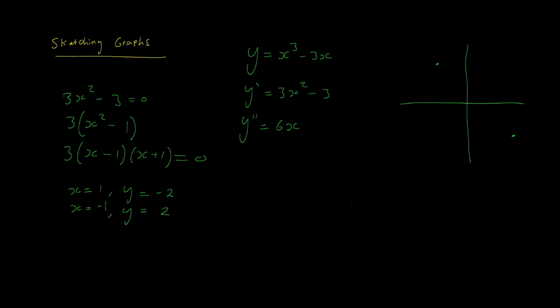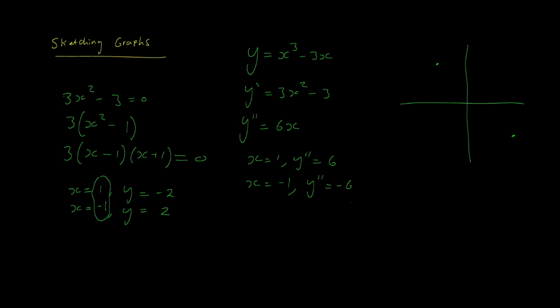So we know those are 2 points on the graph and points where the graph is changing, but we don't know what it's doing. So what we need to do now is plug our x values into y double prime, and then depending on whether it's positive or negative, because we're getting the slope of the slope, so we're seeing how the slope is changing, we'll find out what sort of inflection this is. So when x equals 1, y double prime is going to equal 6. And when x equals minus 1, y double prime will equal minus 6.